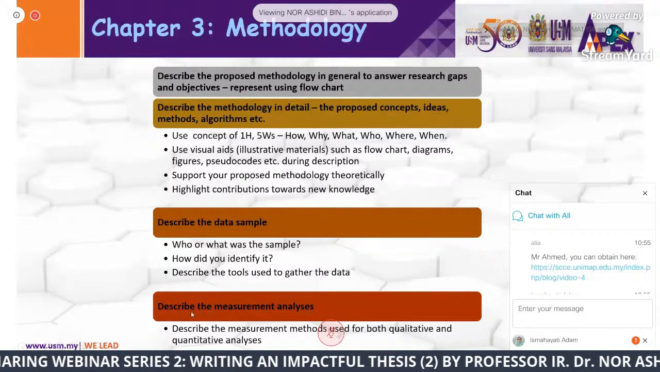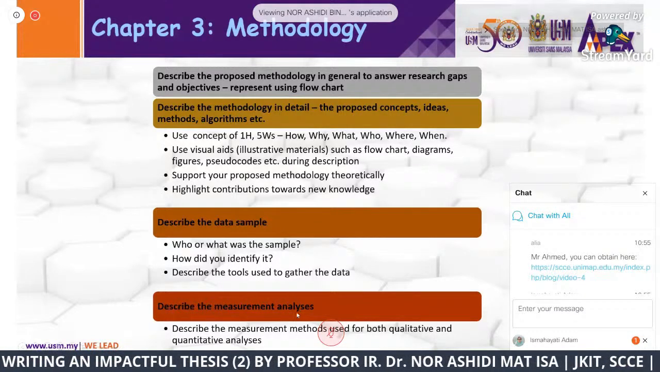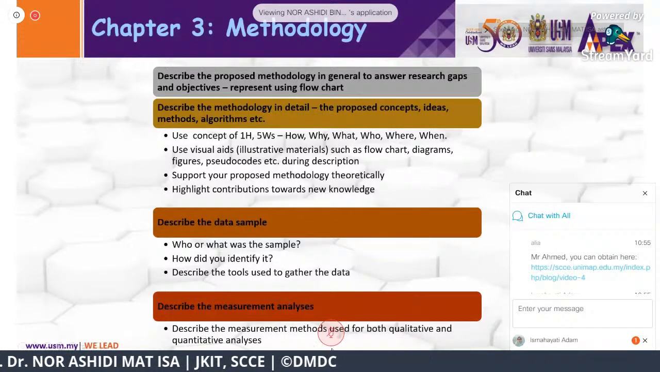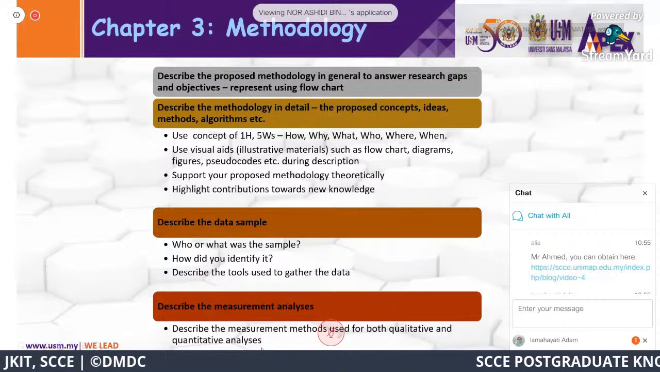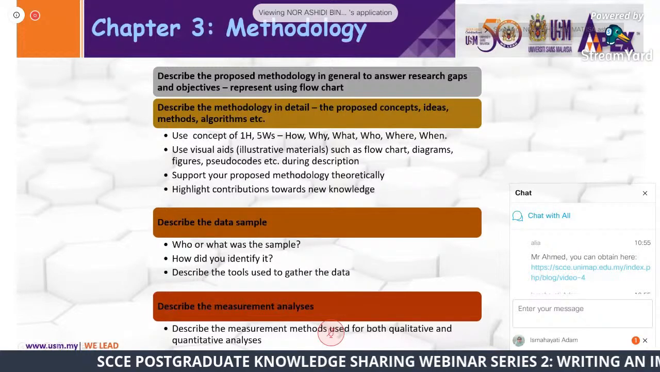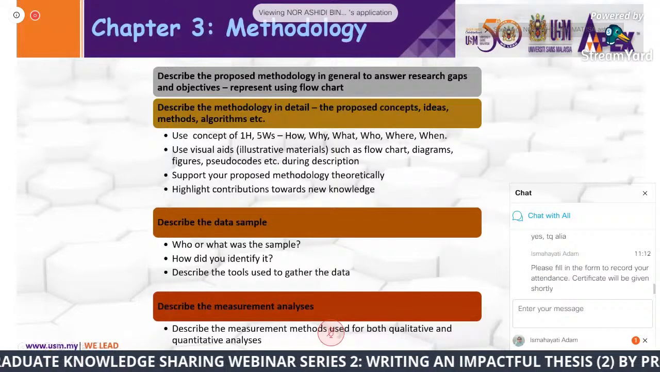Okay, and then you also must describe the measurement analysis. This is already described. What are the qualitative and quantitative analysis that will be used? Okay, if you want to use the observation, what is to be observed? Okay, in general, what is to be observed?